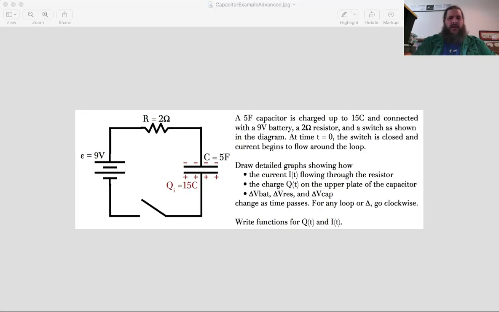circuit. What formula could you use for delta V of a resistor, though? What does that depend on? Yeah, that's going to depend on current, specifically negative current times resistance. So that means if the current changes, the voltage of the resistor is going to change also. But if we can find a formula for current, we can just take that formula, multiply by R, and that'll be a formula for voltage of the resistor.